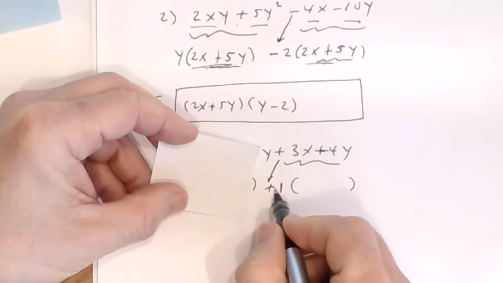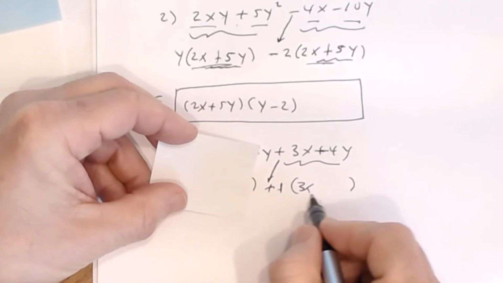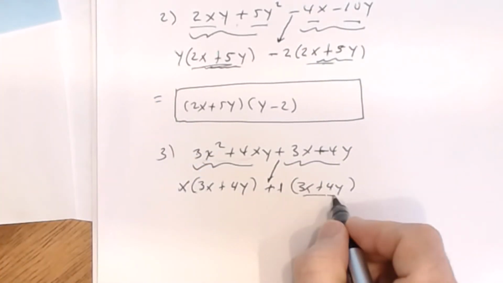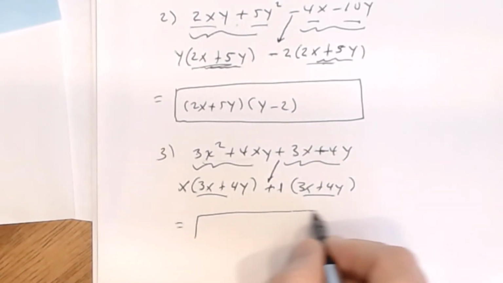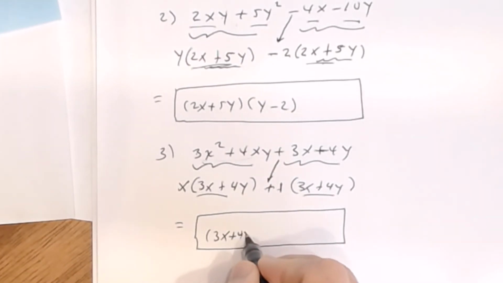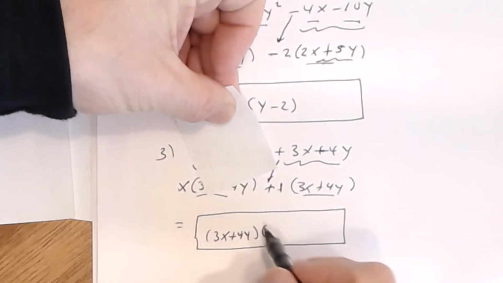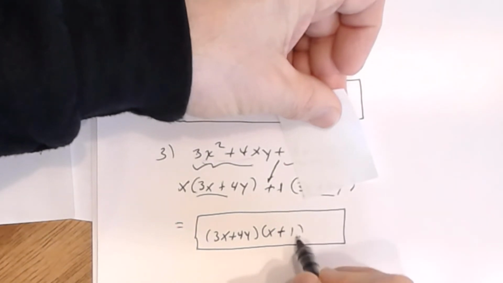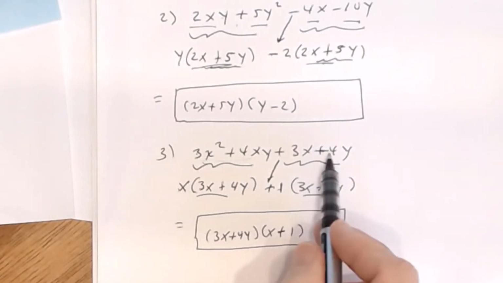And then notice you're going to say 1 times 3x is 3x. 1 times a positive 4y is a positive 4y. And notice this and this are now the same. So you're going to factor that out, and that will be your answer. So you're going to say 3x plus 4y times, so you factor out the 3x plus 4y, you're left with x. And then factor out here, you're left with plus 1. And that's your answer. So 3x plus 4y times x plus 1 will be this.